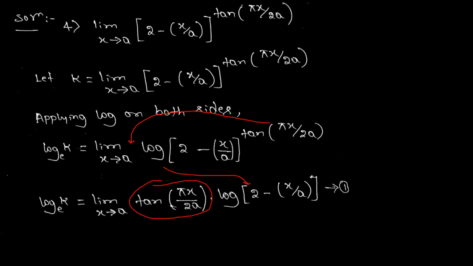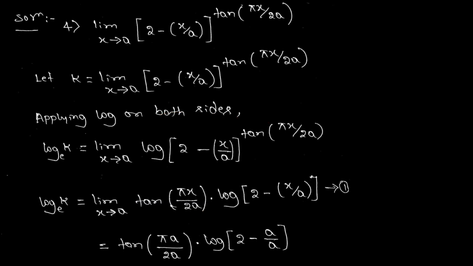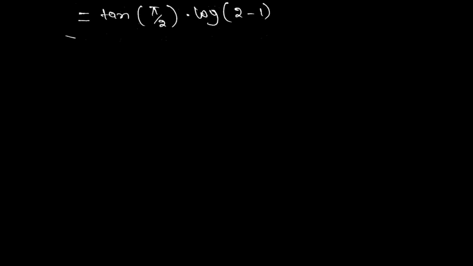Let us call this equation number 1, and let us apply the limit and check whether we get a finite answer after putting the log on both sides or not. We have applied the limit x tends to a. Wherever x is there, we have applied the limit a, you can see. Then this a and this a get cancelled, and this a and this a get cancelled. What we get is tan pi by 2 into log of 2 minus 1. 2 minus 1 is 1, that is log 1.